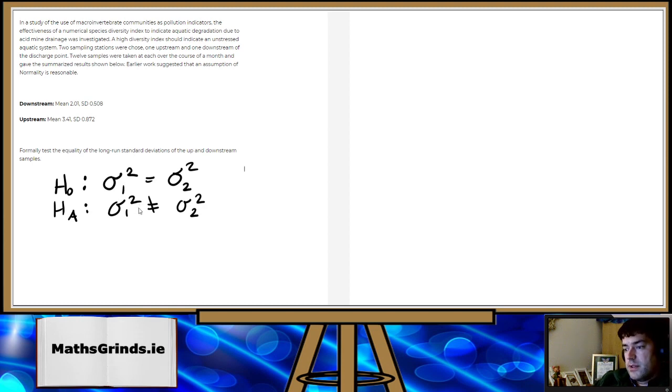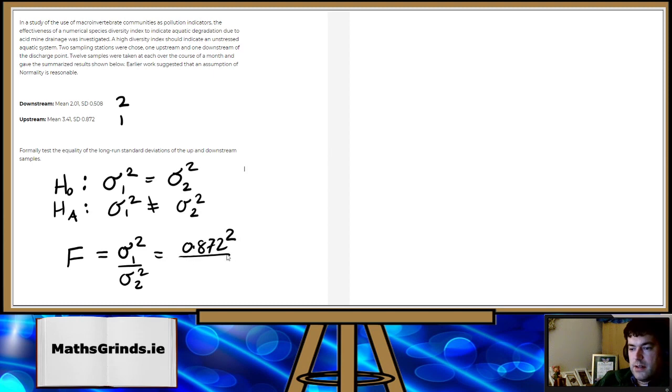Now the way we do this test is with an F statistic. I guess it doesn't really matter which one we call 1 and 2, but I think usually we put the bigger one on the top. So we'll call that one 1 and that one 2. So that's sigma 1 squared over sigma 2 squared.